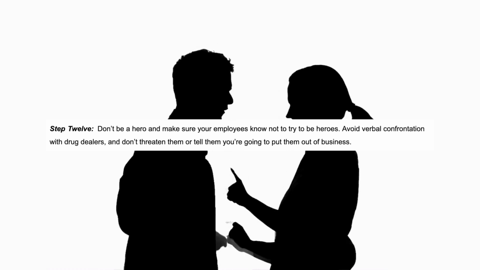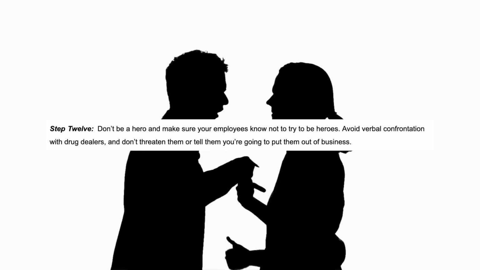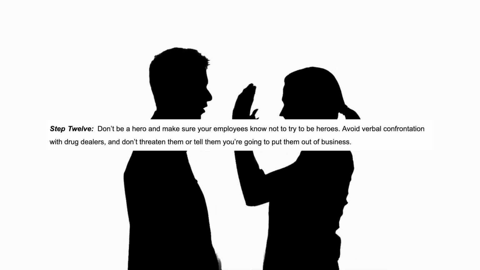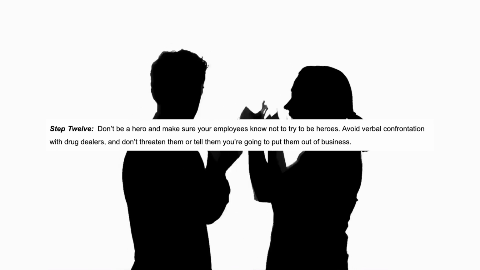Step 12. This is a very important step. Don't be a hero, and make sure your employees know not to be heroes themselves. We must avoid verbal confrontation with drug dealers, and we cannot threaten them or tell them that we're going to put them out of business. Let's be smart and let's keep our people safe.